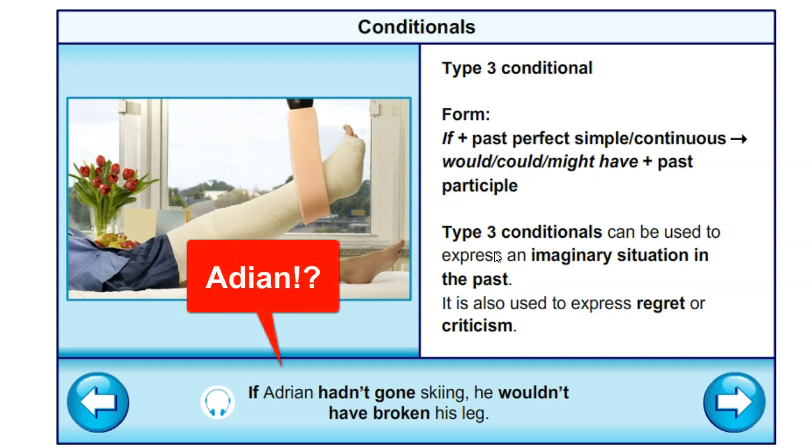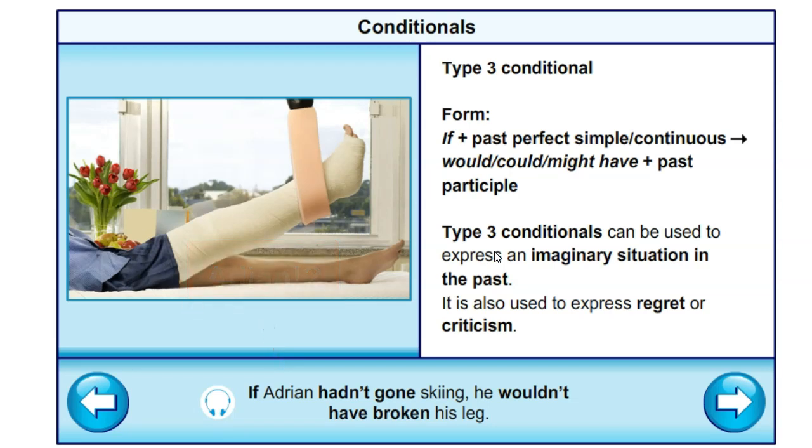So listen to this. If Adam hadn't gone skiing, but he did, he wouldn't have broken his leg. But obviously, looking at the picture, Adam did go skiing and he did break his leg. So depending on the way you say it, well, if Adam hadn't gone skiing, he wouldn't have broken his leg. Or, well, if Adam hadn't gone skiing, he wouldn't have broken his leg. Or if Adam was saying it, if I hadn't gone skiing, I wouldn't have broken my leg.